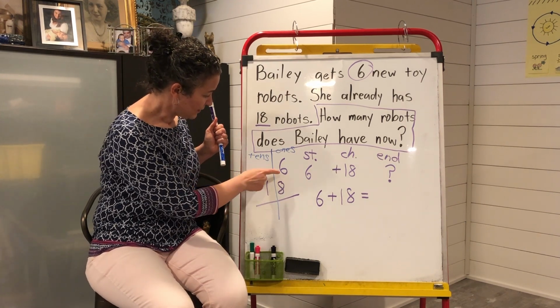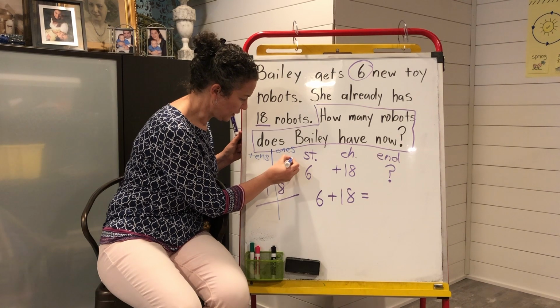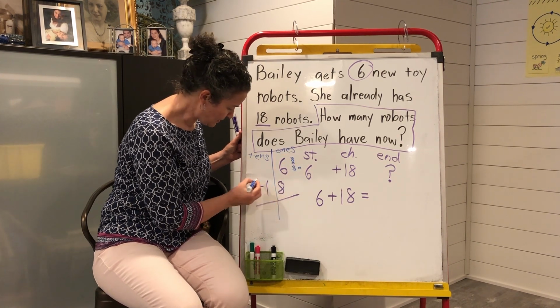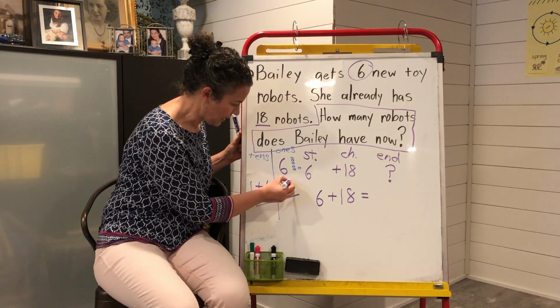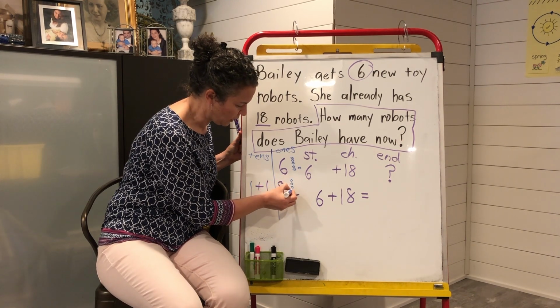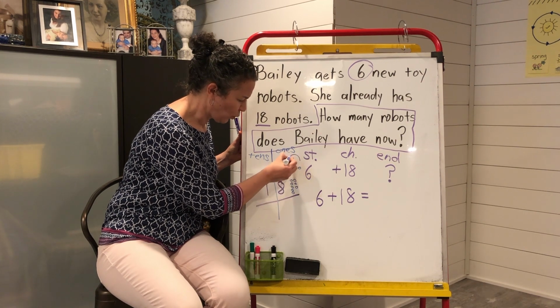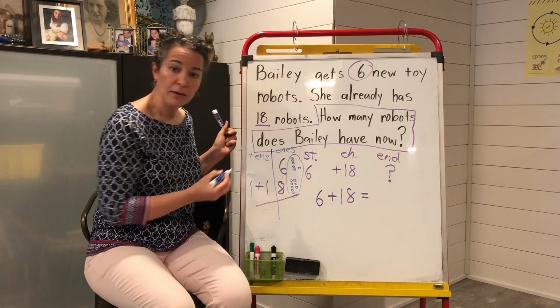So she's got 6 over here. 1, 2, 3, 4, 5, 6. And 18 has got 1 10 rod and 8 1s. 1, 2, 3, 4, 5, 6, 7, 8. Let's put the 1s together first. All right, my friends, help me count.